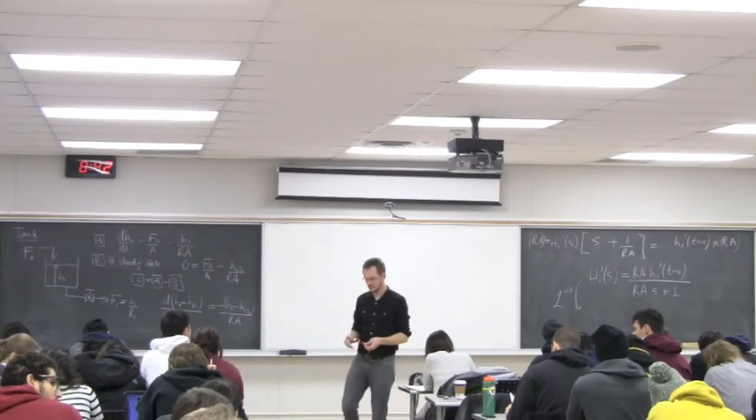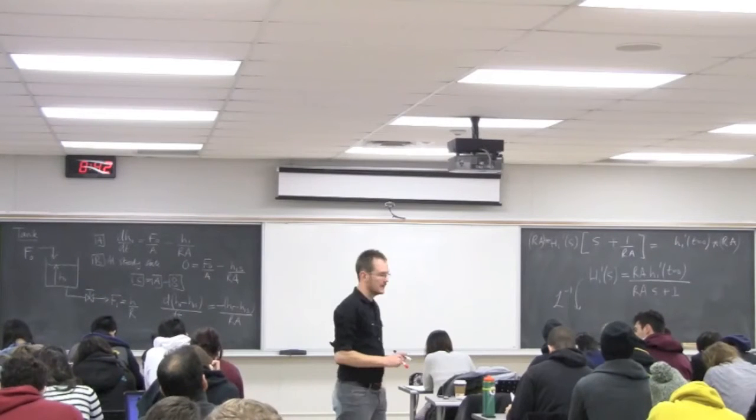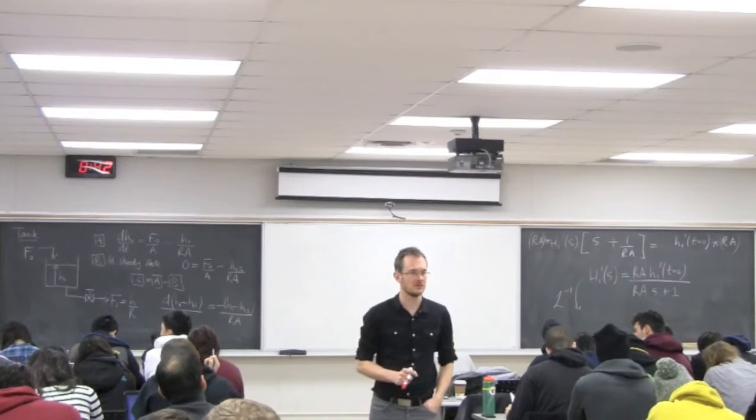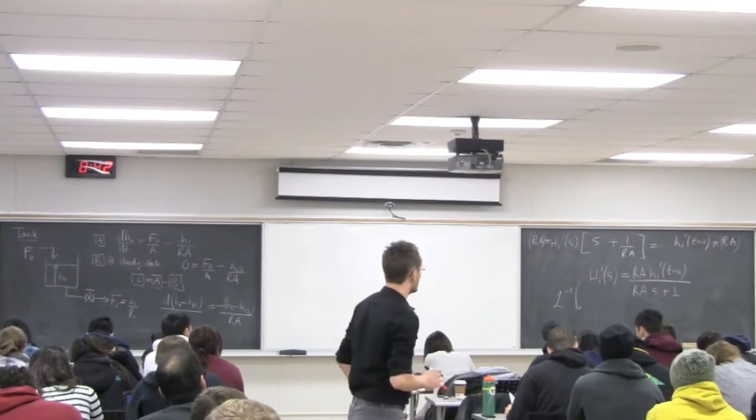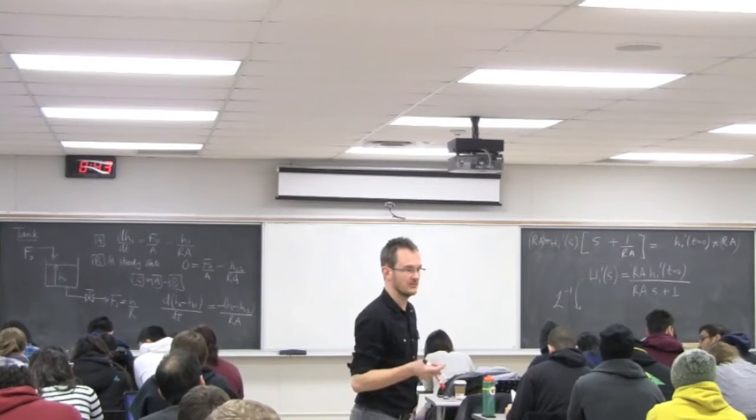So the reason you multiplied by Ra on both sides was because you wanted to get in that form. You could have done it by just dividing out s plus 1 over Ra, but that's not what you wanted to do in this situation. Yeah, okay. We're heading towards line 5. We'll talk about that.